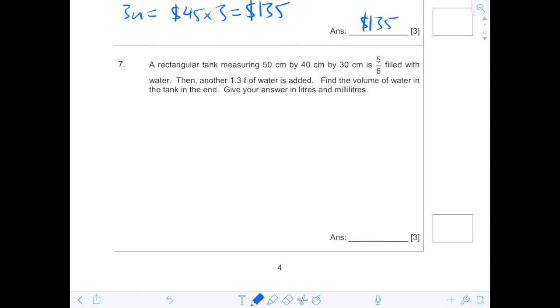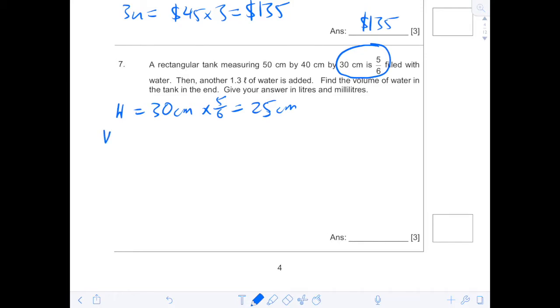So here there are two ways of doing it. One is to find the volume using this, and then multiply it by 5/6. Another way would be to multiply the height by 5/6 first. So I'm going to do the second method. The height will be equal to 30 cm times 5/6, which gives you 25 cm.